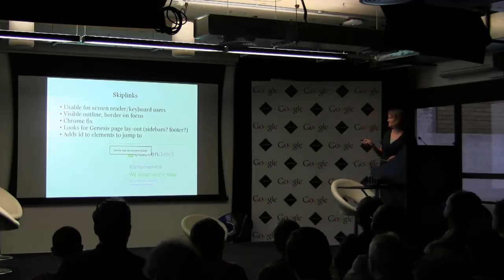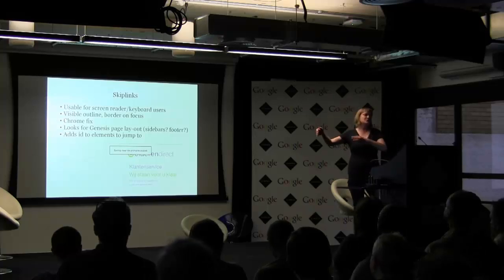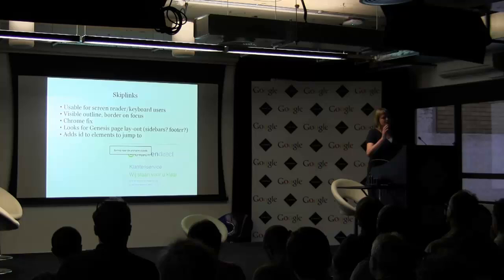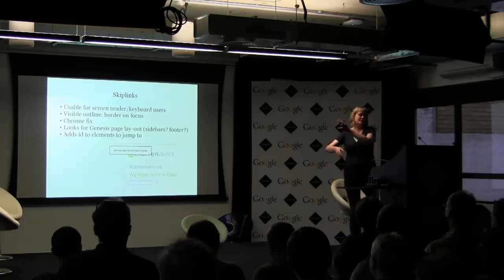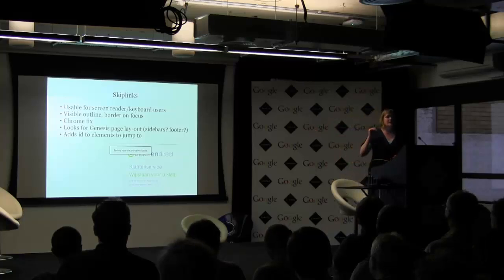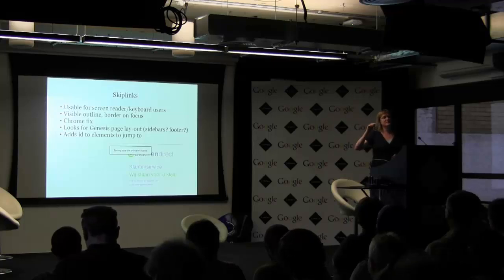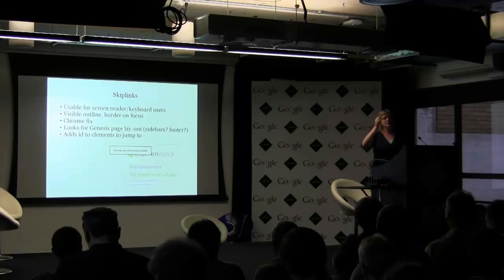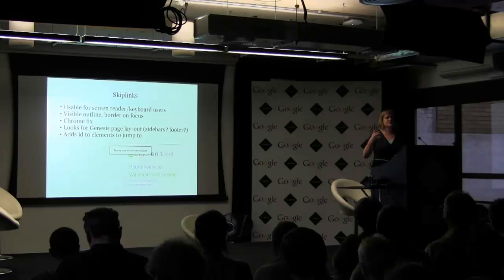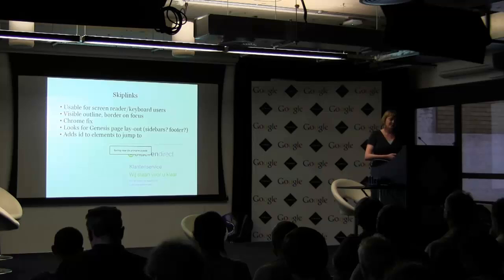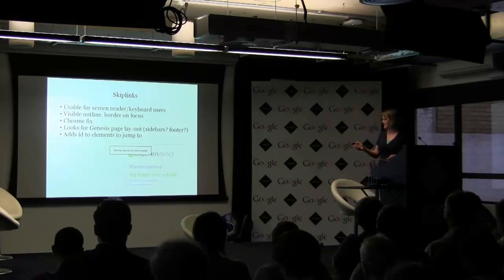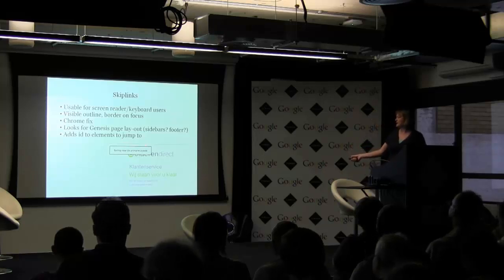I add skip links, and in the Genesis framework you have different sorts of layouts: sidebar, content, content, sidebar, sidebar, sidebar, content, etc. The plugin reads what layout it is and adds IDs to the places where you want to skip to. It also has a Chrome fix, because Chrome doesn't do skip links very well. And it looks like this.